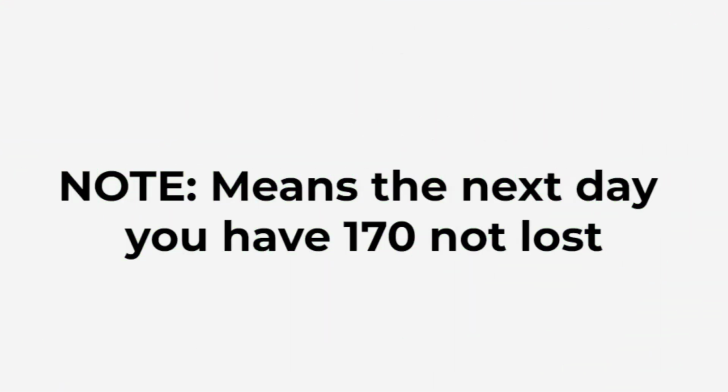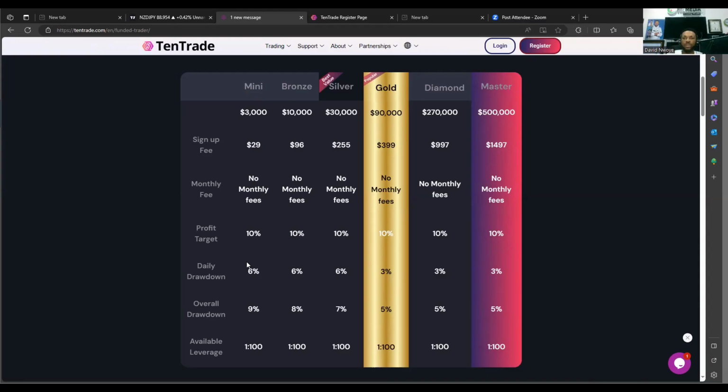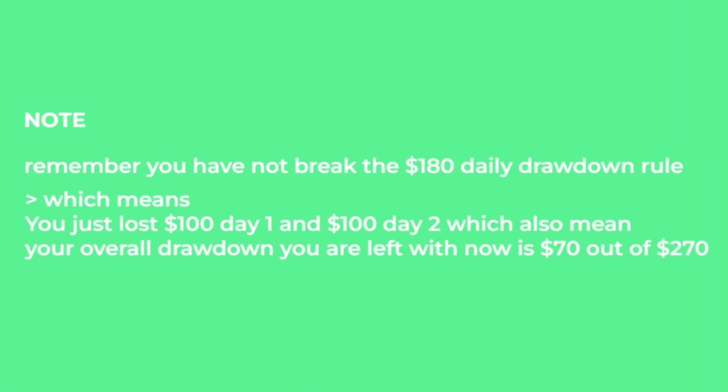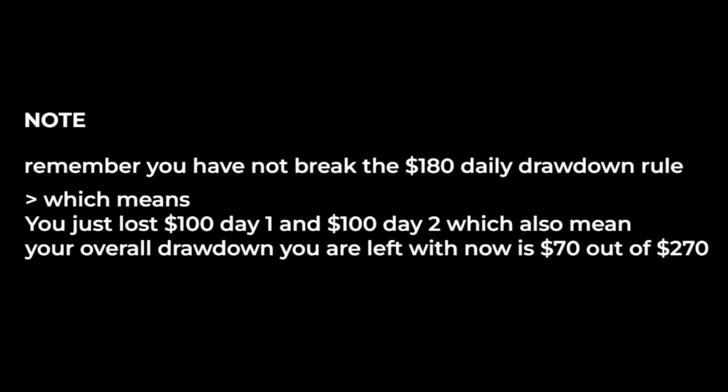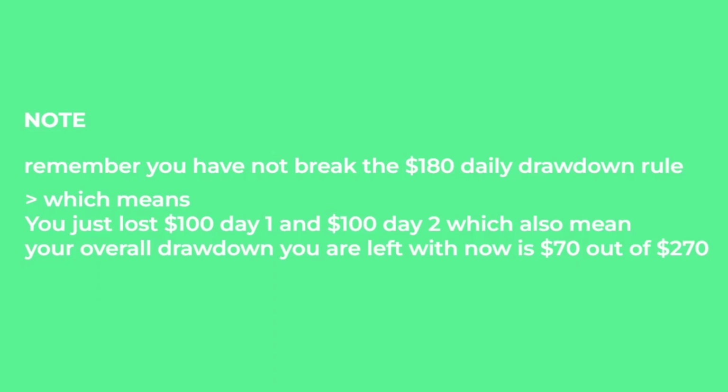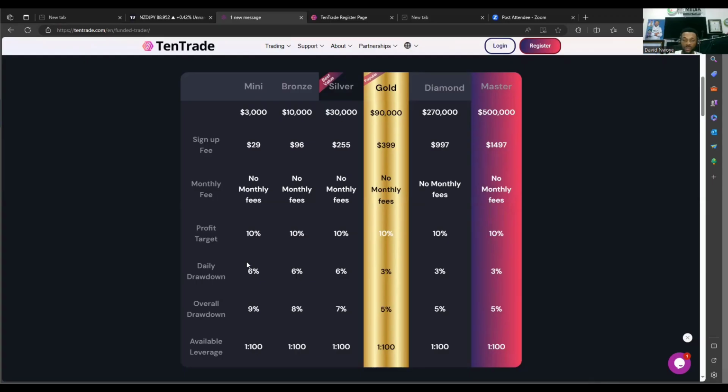To not blow. But the next day comes, then you lose another $100. So that's now a total of $200 you've lost. But remember, you've not broken the daily drawdown. You just lost $100 the first day. The next day after 10 p.m., another $100. So two of them is what? $200. So now of the overall drawdown, you're left with $70. Okay, that's what it simply means.